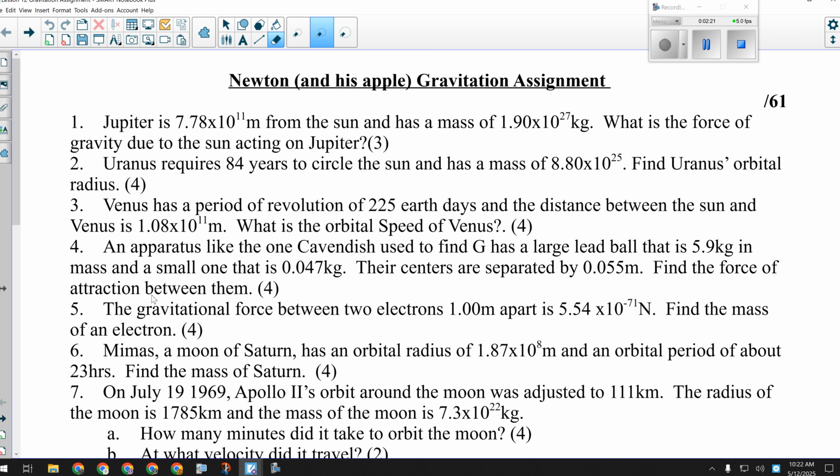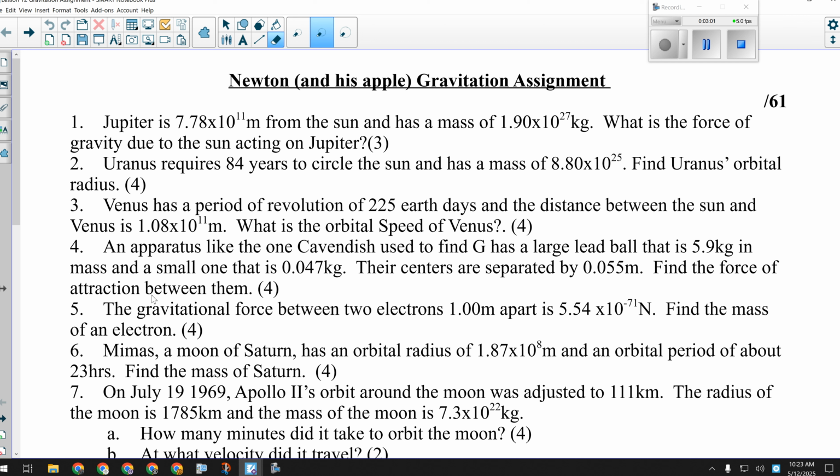Number 5, a little bit of a trick in that one, so be aware. You are looking for the gravitational force between 2 electrons that are a meter apart. Now imagine electrons are pretty small. They're a meter apart, and their gravitational force between them is 5.54 times 10 to the minus 71 newtons. They are not attracted to each other very much. I want you to find the mass of an electron using those numbers. The thing to remember here is that all electrons are identical.